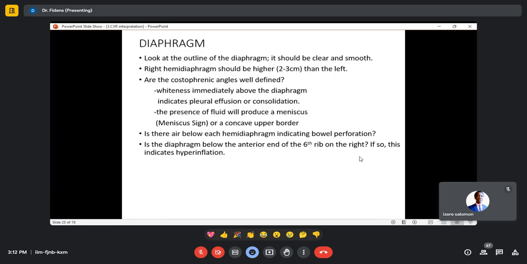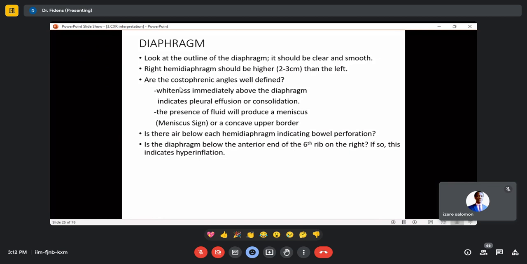So D, it is diaphragm. You look at the outline of the diaphragm, it should be very well outlined. It should be clear and smooth, the diaphragm, either on the left side or right side. And remember that the right hemidiaphragm should be higher, 2 to 3 centimeters than the left side. Normally, not every time, but commonly it should be higher, 2 to 3 centimeters above compared to the left side.